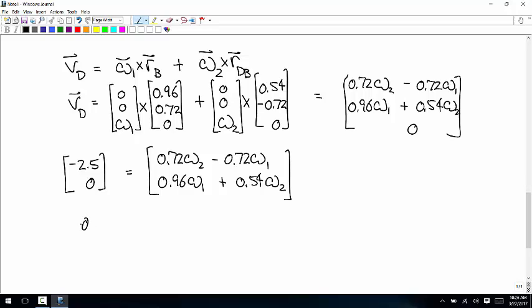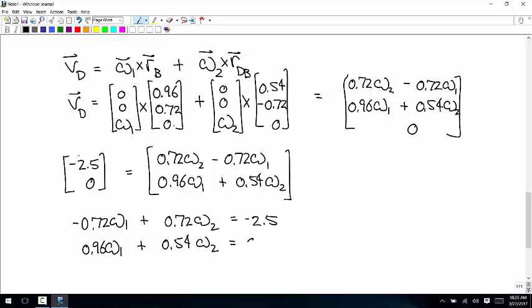So negative 0.72 omega 1 plus 0.72 omega 2 is equal to negative 2.5. And the second one is 0.96 omega 1 plus 0.54 omega 2 is equal to 0. Can someone solve that system? Okay. Whew. So those are the omegas. And now we can do the constraint equations.